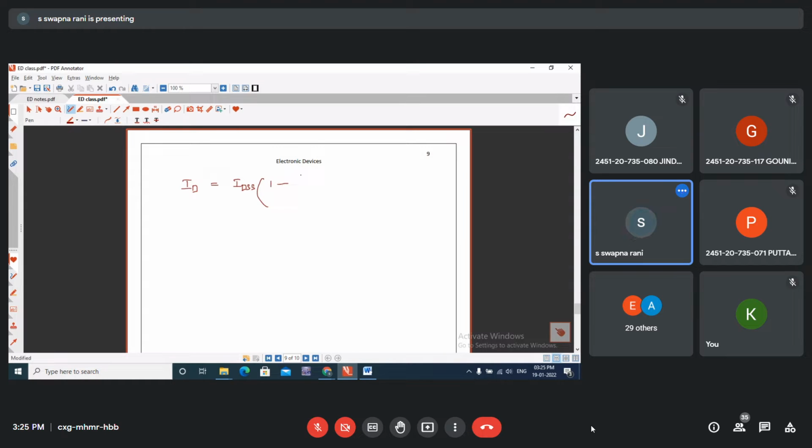Therefore, the equation which represents the transfer characteristics is ID equal to IDSS into (1 minus VGS by VP) whole square. This equation is called Shockley's equation. Shockley is the scientist's name, and this is the equation which denotes the transfer curve.